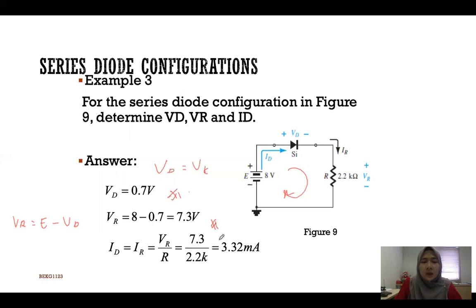And lastly, you can calculate for the ID. So ID is the current here. It is the same as the current that flows here, current IR. So IR is equal to VR divided by R. VR you already calculated, 7.3. R is 2.2 kilo ohm. You divide, and you will get ID equal to 3.32 milliampere.